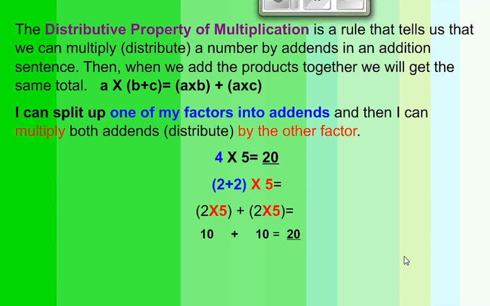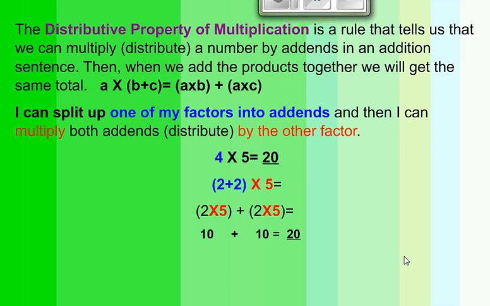In math, the third graders are learning strategies to use when multiplying. One strategy that the kids learned was the distributive property of multiplication. It's a property or a rule that tells us that we can multiply a number by add-ins in an addition sentence. Then we add the answers or products together, and we'll get the same total. So that means A times (B plus C) equals A times B plus A times C.